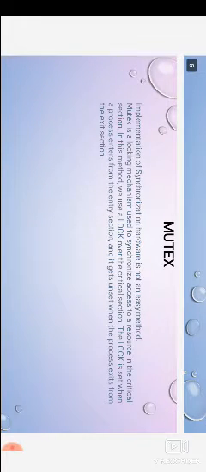Mutex. Implementation of synchronization hardware is not an easy method. A mutex is a lock mechanism used to synchronize access to the resource in the critical section. In this method, we use a lock over the critical section. The lock is set when a process enters from the entry section and it gets unset when the process exits from the exit section.